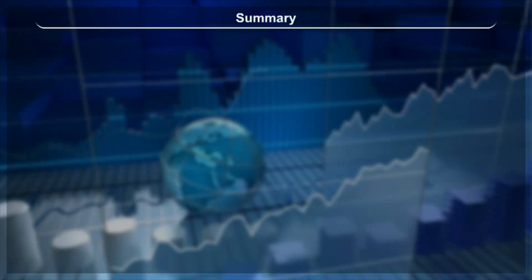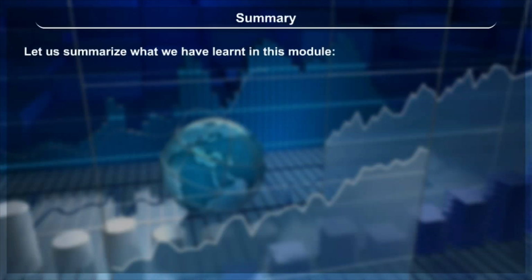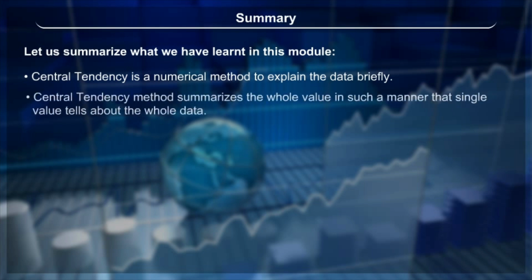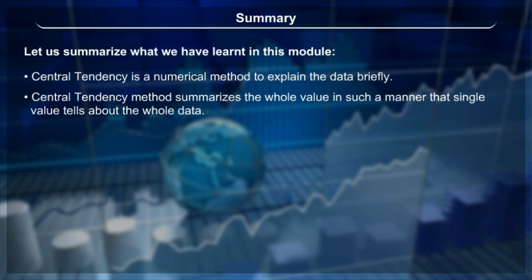Summary. Let us summarize what we have learned in this module. Central tendency is a numerical method to explain the data briefly. Central tendency methods summarize the whole data in such a manner that a single value tells about the whole data.